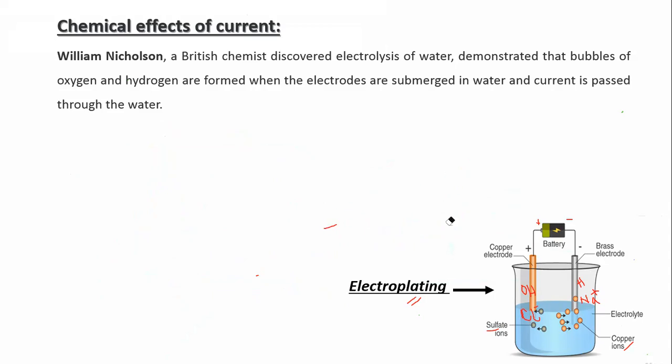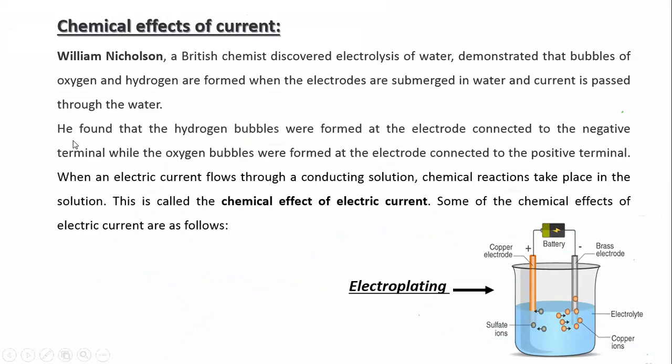Next is, he found that the hydrogen bubbles are formed at the electrode connected to the negative terminal, while the oxygen bubbles are formed at the electrode connected to the positive terminal. Okay, when an electric current flows through the conducting solution, chemical reactions take place. That chemical reaction is basically electrolysis they are talking about. Reactions take place in the solution. This is called the chemical effect of current.